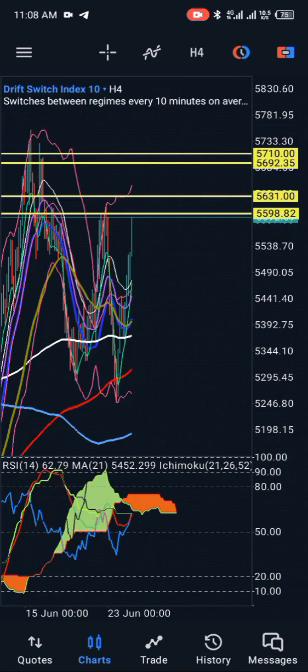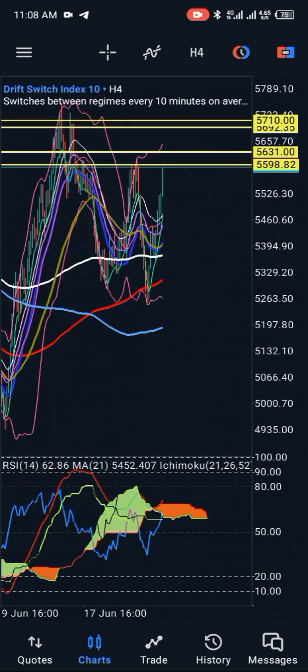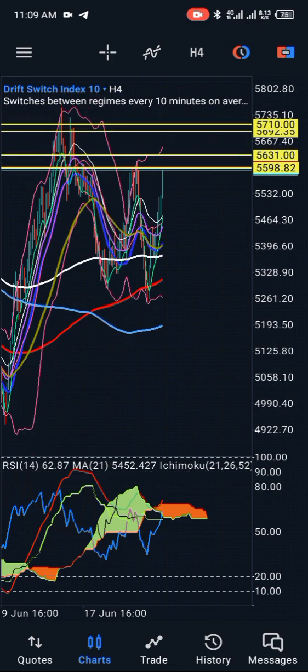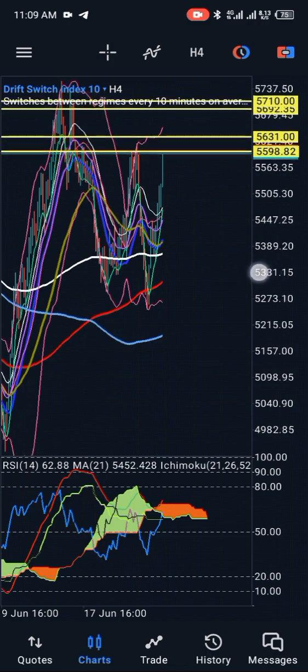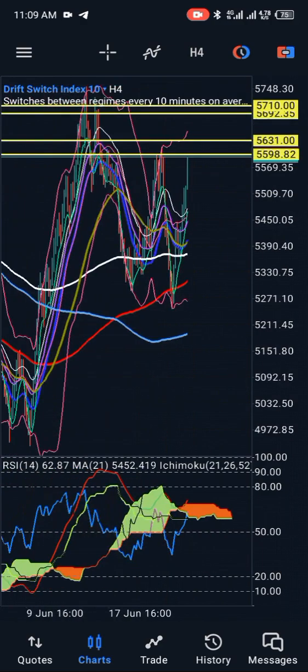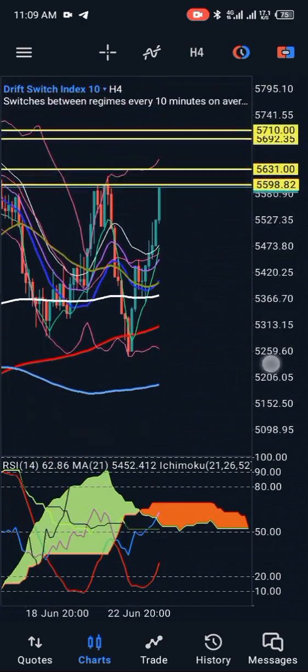I did a video on my daily battle on synthetic indices. Right now I am on DS10, that is Drift Switch 10, one of the indices on Derived Broker. So I'm trying to sell DS10. This is the H4 chart.